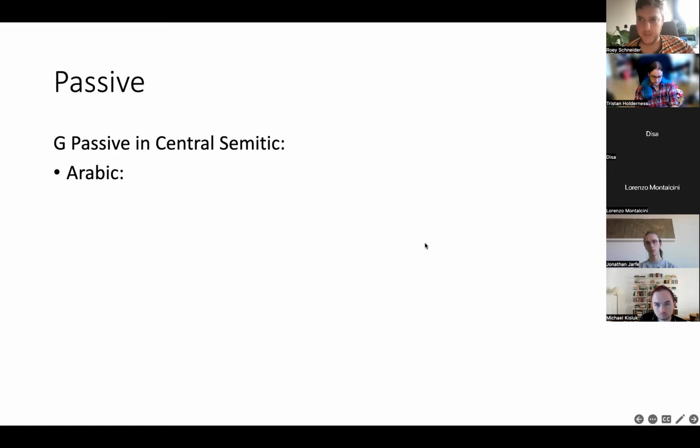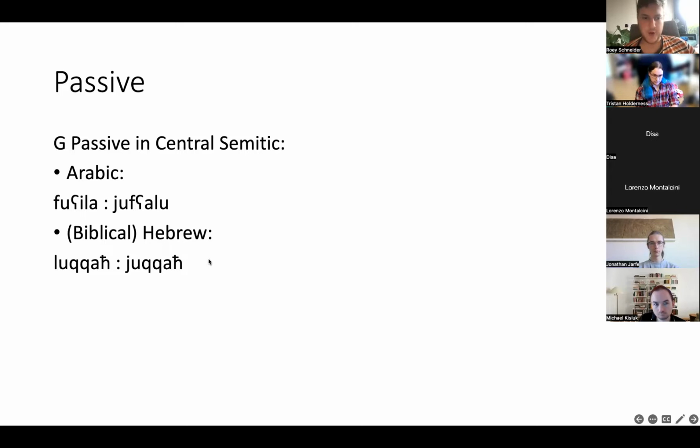You can make almost every verb a passive voice, and you just change the vowels. So fa'ala becomes fu'ila, and yaf'ulu or yaf'ilu becomes yuf'alu. So you just change the vocalic pattern.